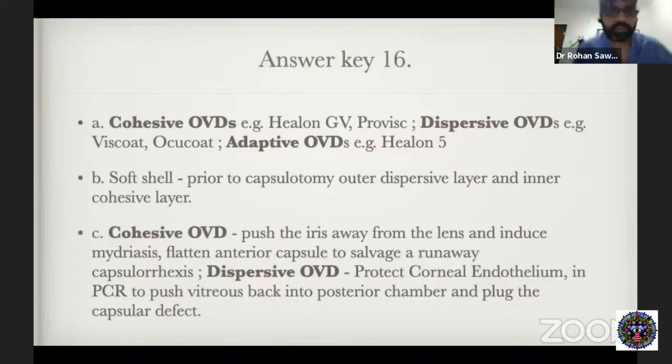So that is the key to these questions. Correctly said, cohesive, dispersive, adaptive. Soft shell, Arshinoff, someone mentioned, very well done. Okay, so whenever you're ready, let me know. We'll go on to the next question.